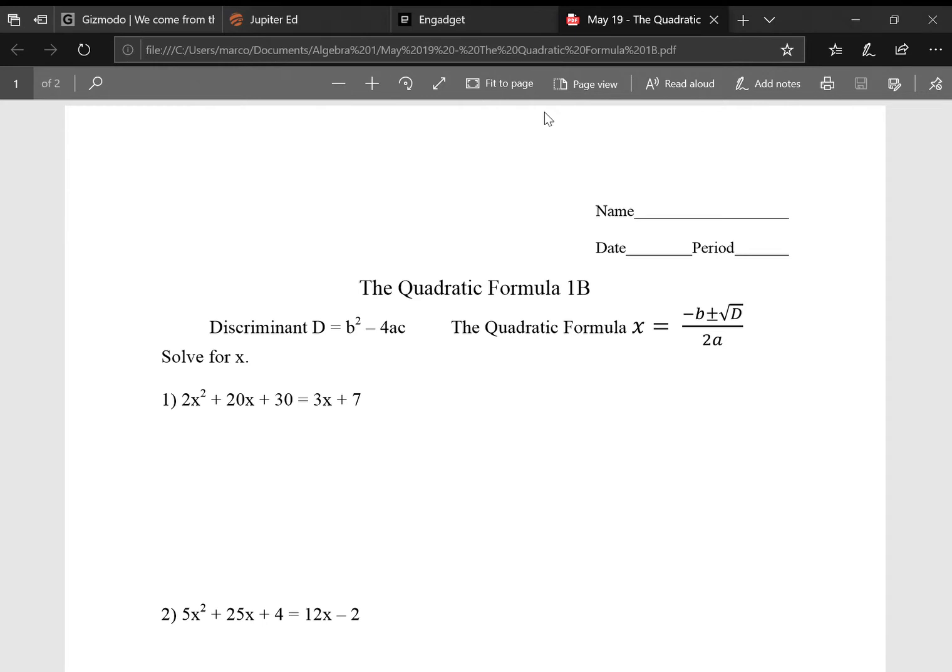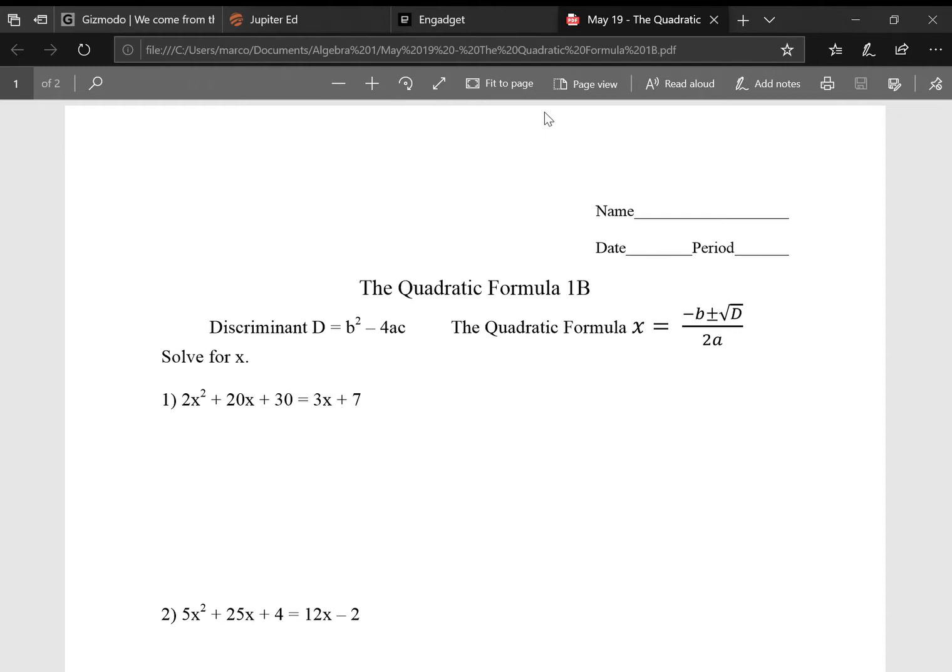I hope the quadratic formula 1A worksheet made sense to you. If you were unable to do that worksheet, you're gonna have trouble here. So please make sure you did all of those problems, and please make sure you come to office hour if you have questions, because that's going to be the best way for me to help you.